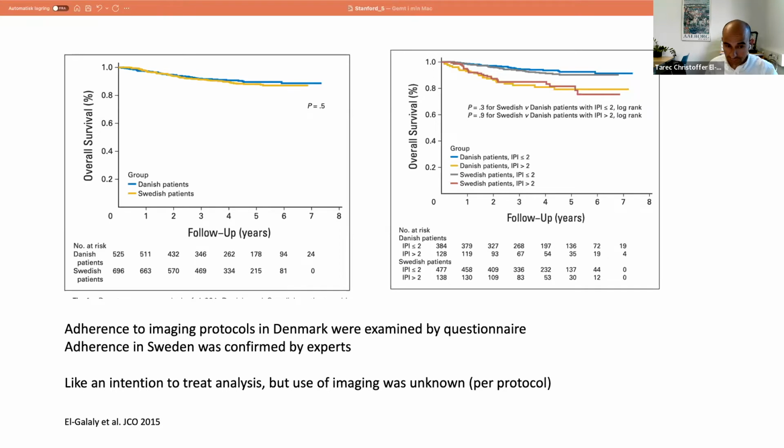For example, we know that imaging protocols in Denmark were largely adhered to. We did a questionnaire and all physicians responded that they adhered to this and did imaging, but we didn't have data on how this was actually done and if they actually did adhere to it in reality. And the same in Sweden, for example, they also confirmed by asking experts that they adhered to not doing imaging, but of course, we don't know if these patients actually did have imaging anyway, or were more likely to do X-ray imaging in Sweden because they didn't have the routine imaging. So this is kind of like an intention to treat analysis, and it would be interesting to look at the per protocol and see how much imaging was actually done.